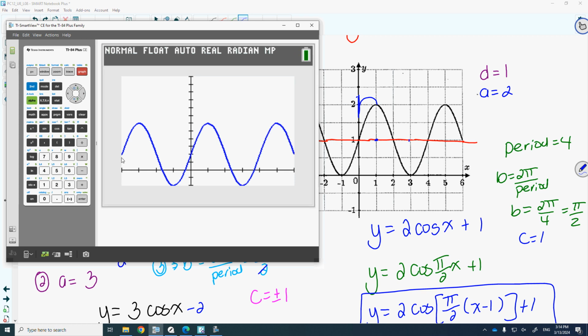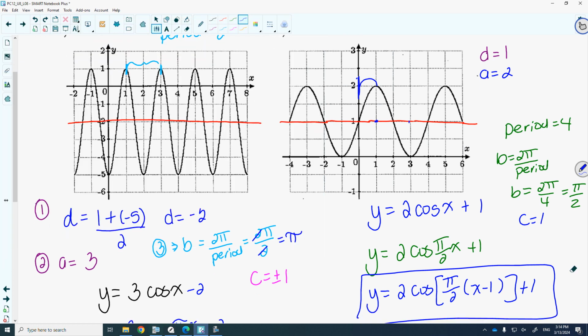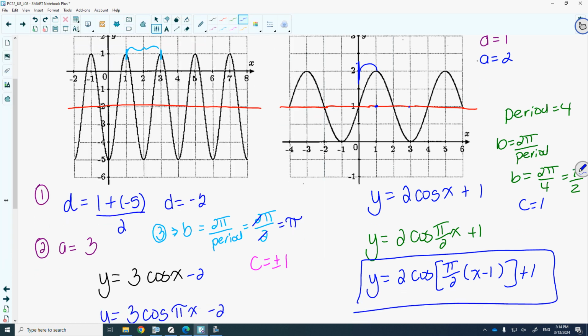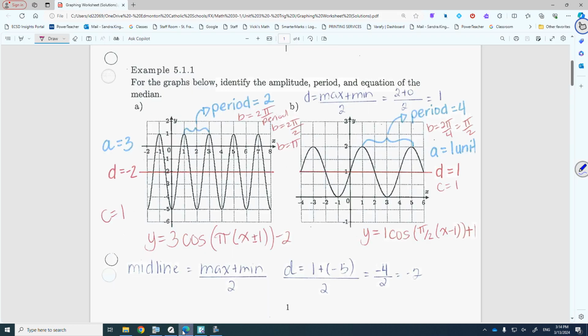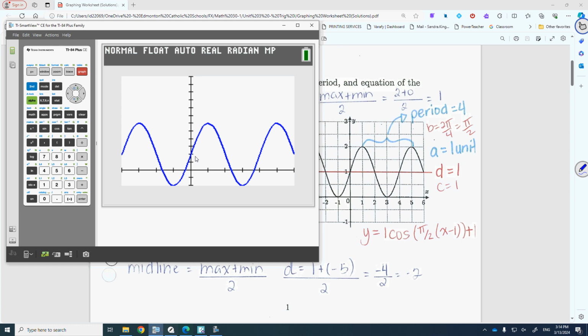And there's something wrong. So what is wrong? Oh, my amplitude is wrong. That's how you're going to find you made a mistake. This does not match up. So why is my amplitude wrong?